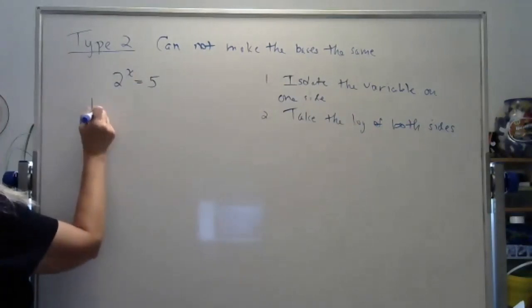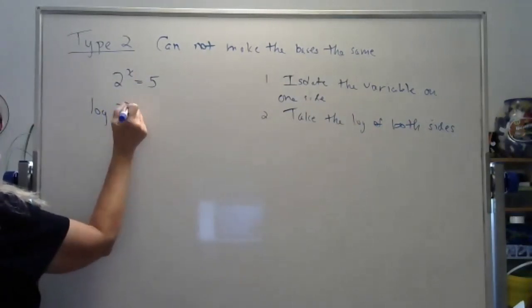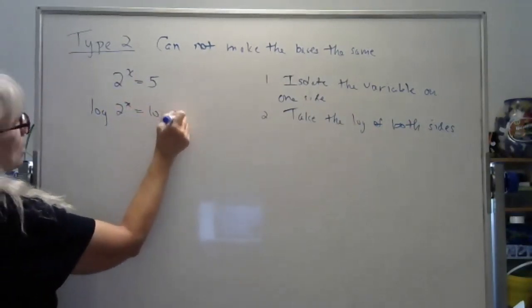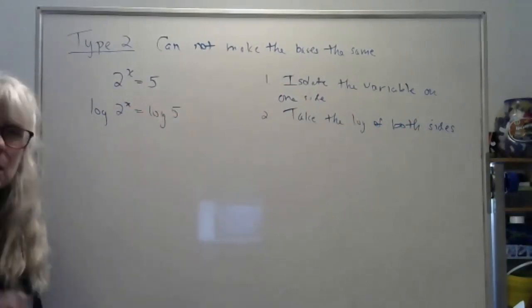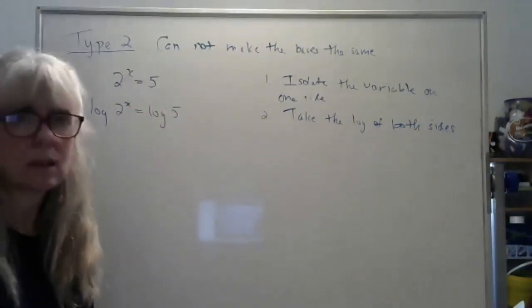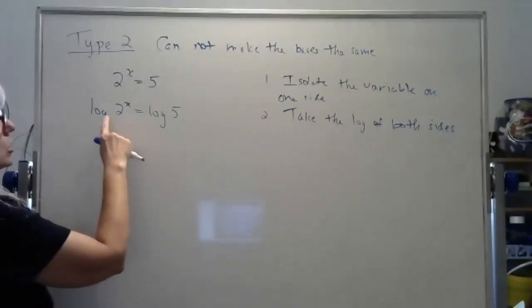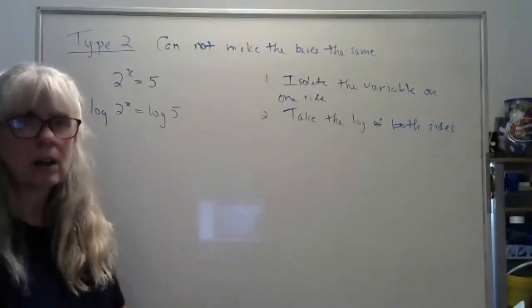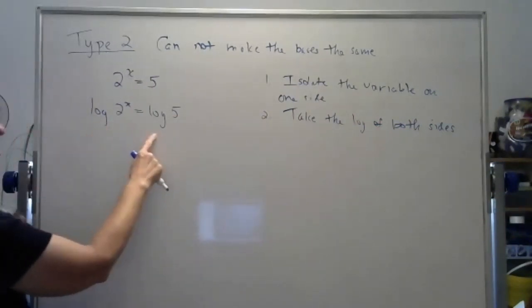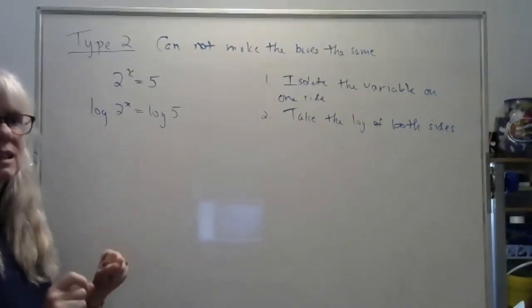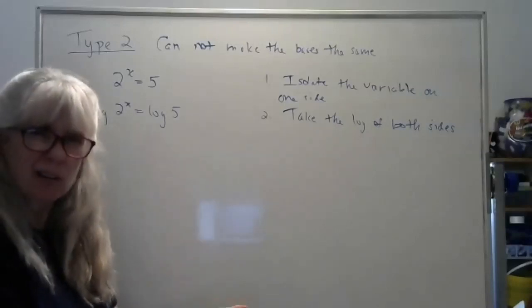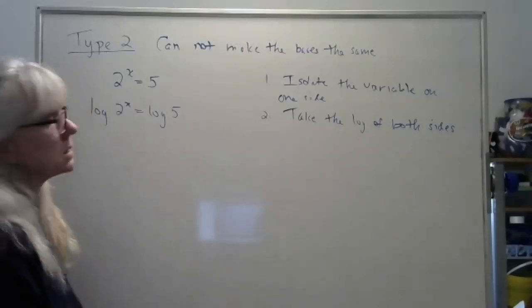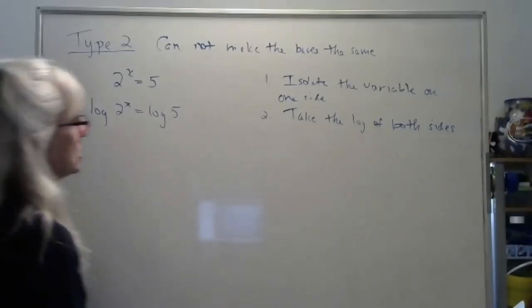So we're going to come in and say log of 2 to the x equals the log of 5. And you can use any base here you want. So you can use base 2, you can use base 10, you can even use base e, you could use base 5. You can use any base you want. I tend to use the log of just base 10 because that's the easiest one to get to on the calculator versus a different base. So I tend to use log base 10, but you can use any one.